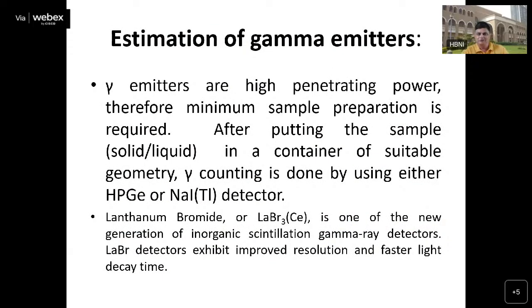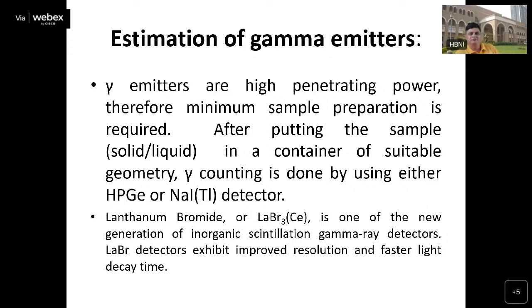Now, what is the basic theme of today's lecture? That is the estimation of gamma-emitting radionuclides. Gamma emitters have very high penetrating power, and therefore very minimal sample preparation is required. We can just take solid and liquid samples and put them in a proper container. The container has to be such that it does not contaminate your instrumentation or your laboratory, so a suitable container should be used.